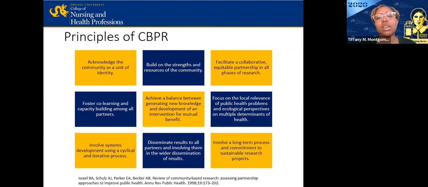We're facilitating a collaborative and equitable partnership. So again, it flattens the hierarchy. There's no one aspect of the partnership, either the research team or medical institution or what have you, versus the community. Everybody has equal standing in this sort of system. And again, they're included in all phases of research. So that even includes dissemination.